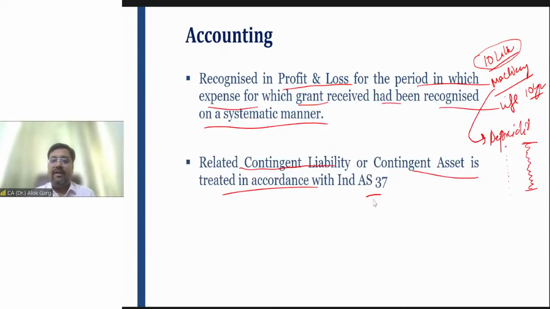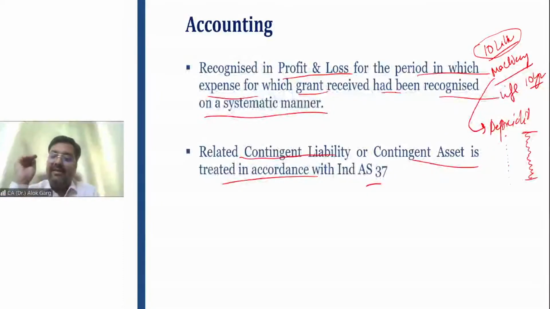Is that clear or not clear? And if the entity has already accounted for the government grant, I mean the government grant has already been received and the entity has accounted for it in the P&L, but the time period has not elapsed, then the related contingent liability, the liability which may happen in future if the entity defaults, has to be disclosed as a contingent liability. This is the only disclosure which is required.